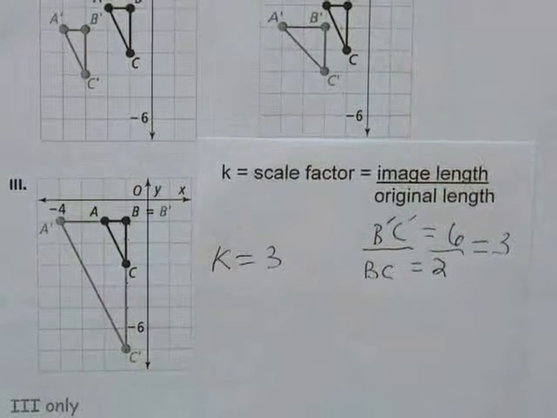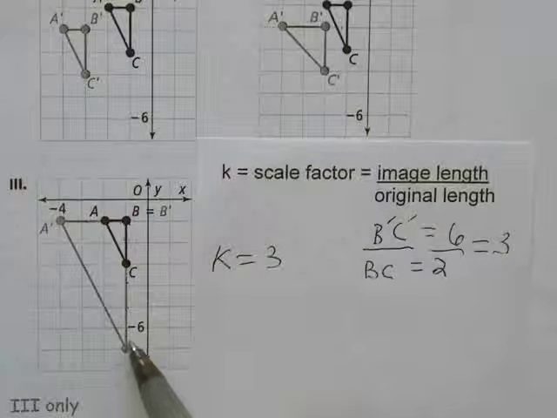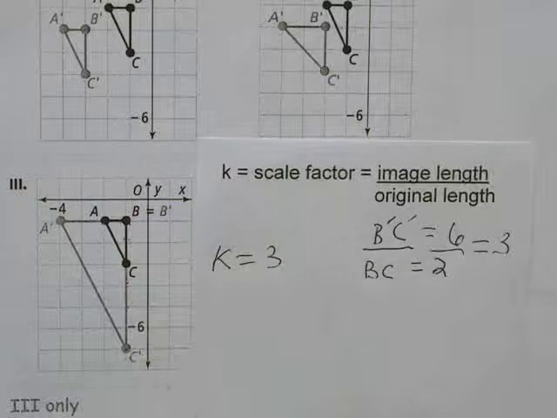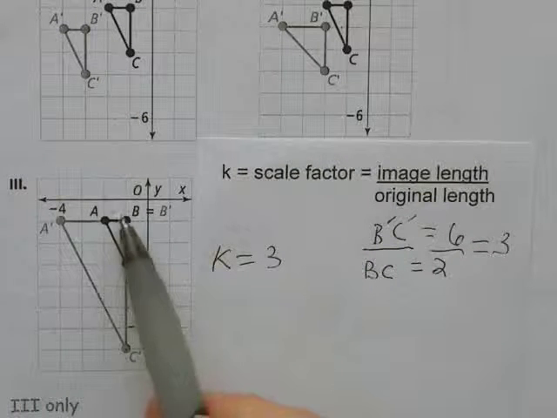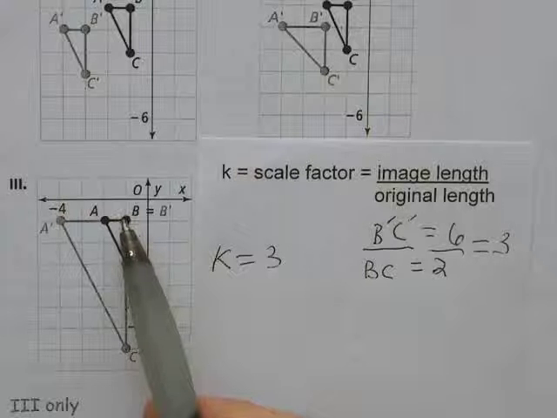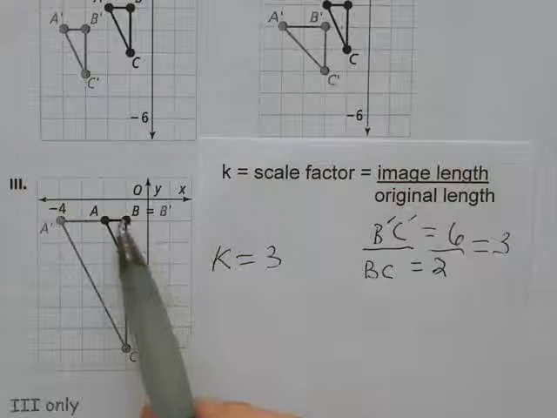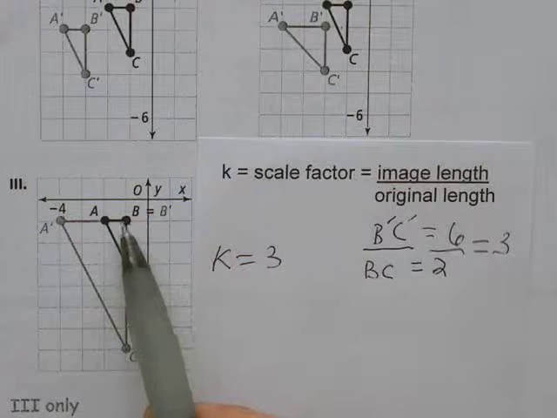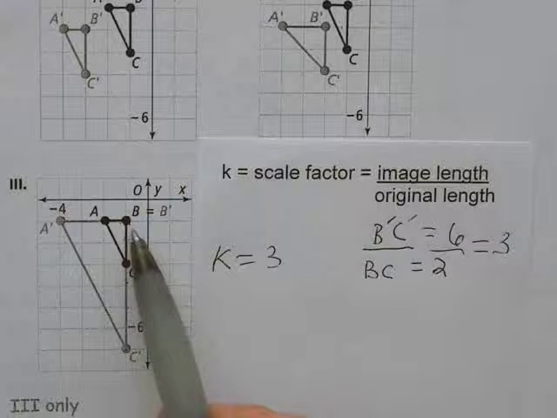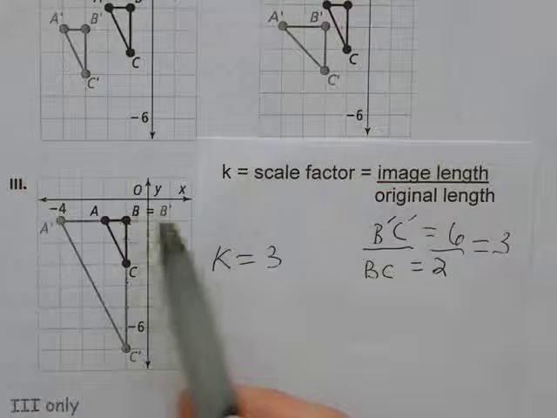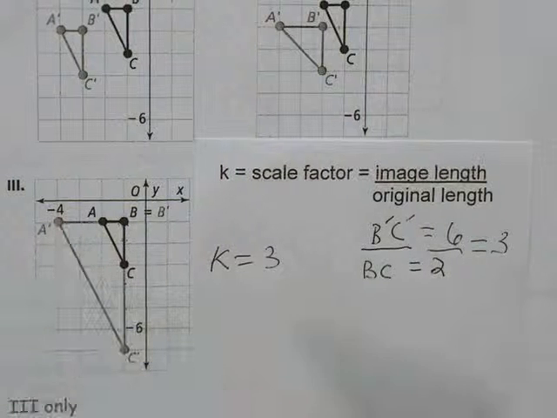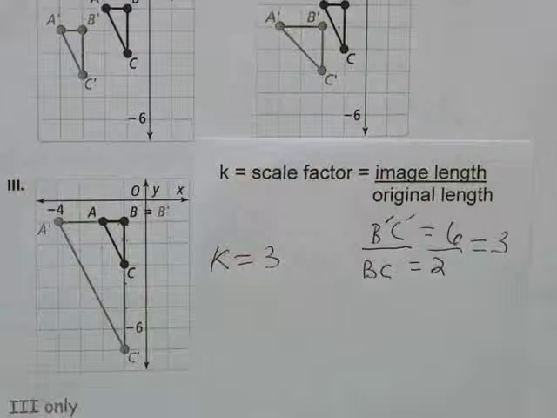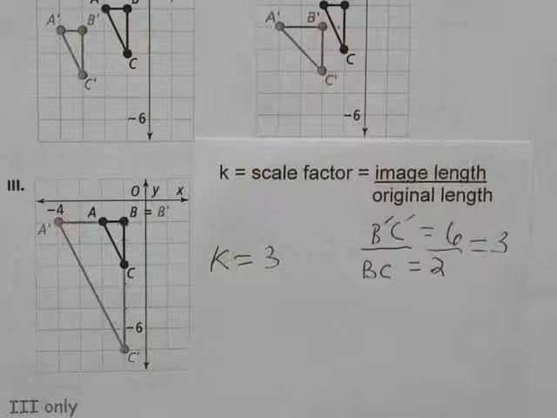Every length on A prime, B prime, C prime is 3 times as large as on the original because the scale factor is 3. So if I were to look at the length of AB, which is 1 unit, I would expect that the length of A prime, B prime would be 3 times as large, which would be 3 units. And let's see what it is. B and B prime are the same point, so we'll count. 1, 2, 3. And I can see that is correct, and 3 is the only dilation.